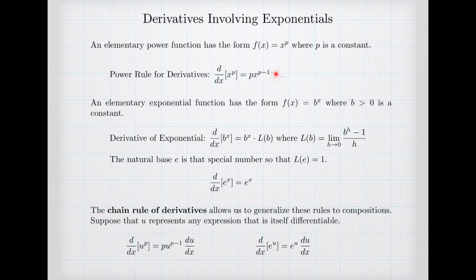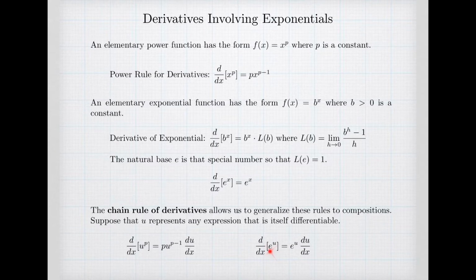Well, from these two derivative rules, the power rule and the exponential rule, we can generalize those and get general power rules and general exponential derivatives using the chain rule. So here, u represents any expression that is itself differentiable, so that if I have the derivative of some formula to a power p, where p is a constant, I get p times that formula to the power p minus 1 times the derivative of what that expression was. I think of that as the derivative of the inside.